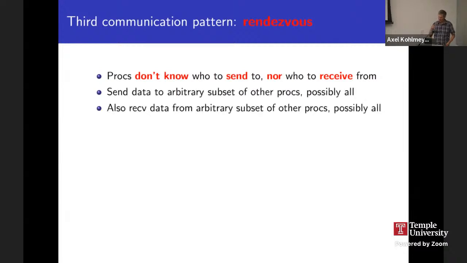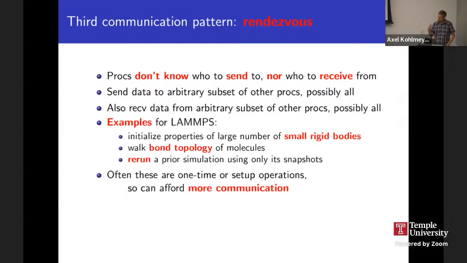Typically now we're sending data to a subset of other processors, but it could be nearly all processors that need some information that only I know. And I'm also going to receive data from another arbitrary set of processors, and it could be even all the processors. So here's some examples, again, in the LAMMPS context. These won't make a lot of sense now, but I'm going to explain them in detail in the second talk. So I just want to motivate the rendezvous idea here.